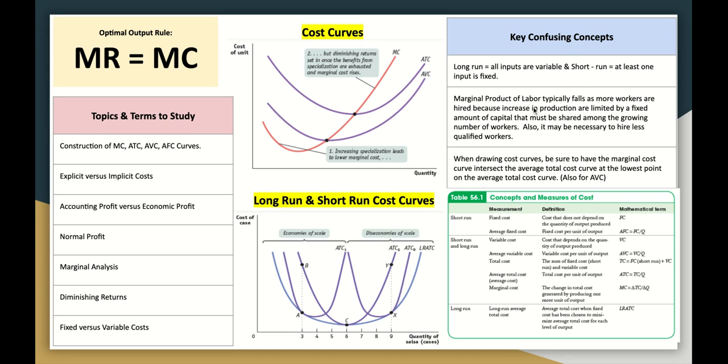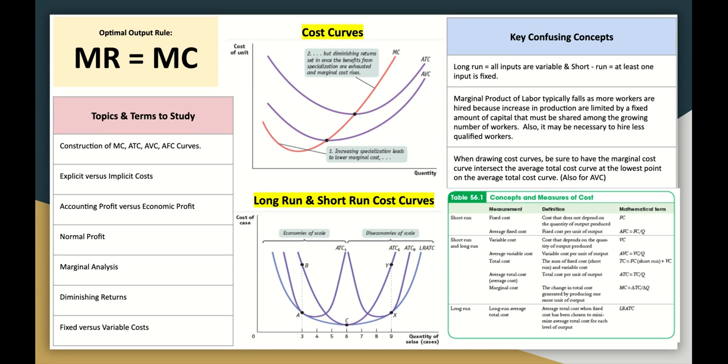Okay. The marginal product of labor typically falls as more workers are hired, because when you have more workers, there's production that's limited for a variety of reasons. If I'm opening a pizza kitchen, I'm not just going to keep hiring workers. I only have a certain amount of ovens that the workers could use. I only have a certain amount of tables that need to be waited on, et cetera, et cetera.